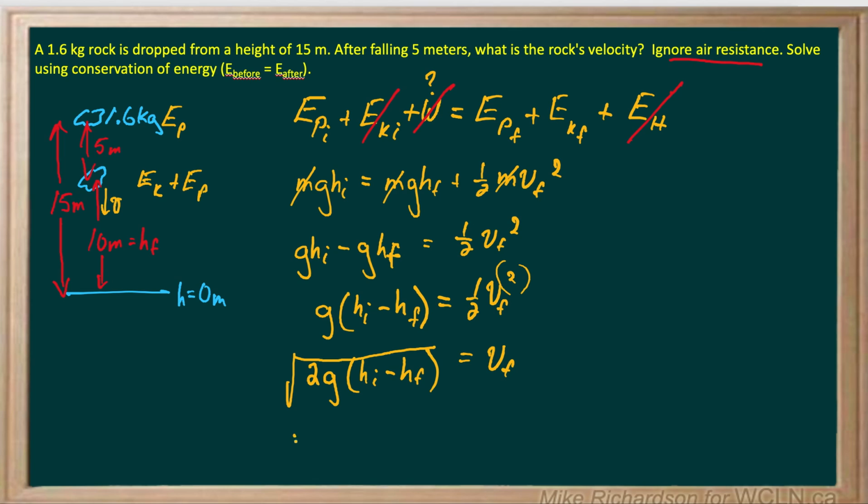So plugging in the numbers, I get the square root of 9.8 times... h initial was 15, h final was 10. And when I do that, I get 9.9 meters per second. So when that rock is 10 meters off the ground, it's moving at 9.9 meters per second.